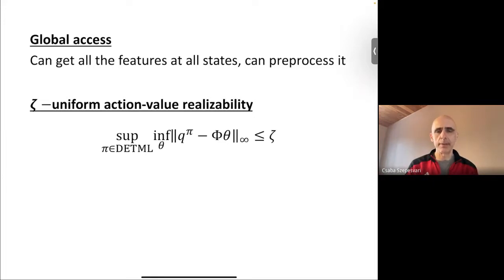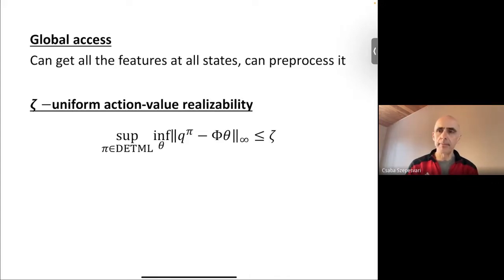Global access means that you can get all the features for all the states. And zeta uniform action value realizability just means that for whatever deterministic memoryless policy you can think of, the action value function of this policy can be approximated in a uniform error up to zeta, this quantity.